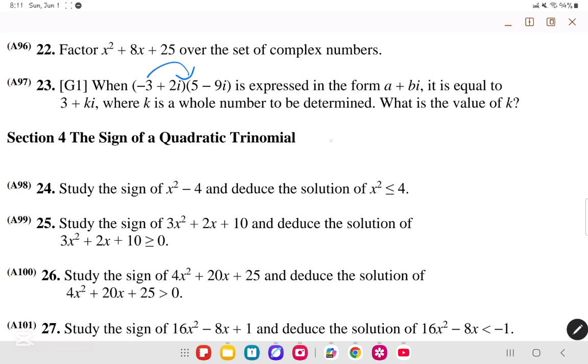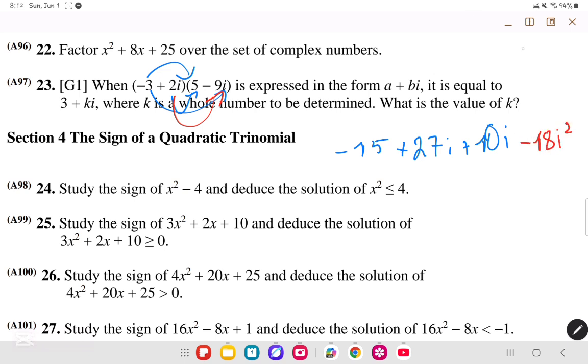It's going to be minus 3 times 5, which is minus 15. And then minus 3 times minus 9, which is plus 27, and do not forget the i. And then plus 2 times 5, that's going to be plus 10, and do not forget the i. Now finally, here's the important part. 2i times minus 9i, so it's going to be minus 18i squared.